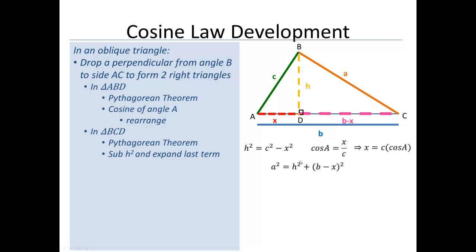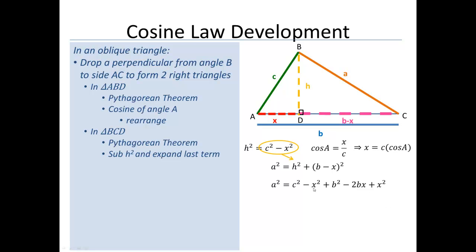We should notice that we have an h squared right here, and we have an h squared right here, and they're the same h in the triangle. So I'm going to replace h squared with c squared minus x squared wherever I see it. When I do that, this is the expression I get: c squared minus x squared, plus, and these three terms here are just the expansion of b minus x all squared. So remember, b times b is b squared, x times x is positive x squared, and then b times negative x will be minus bx, but that happens twice, so that's where we get this minus 2bx term.